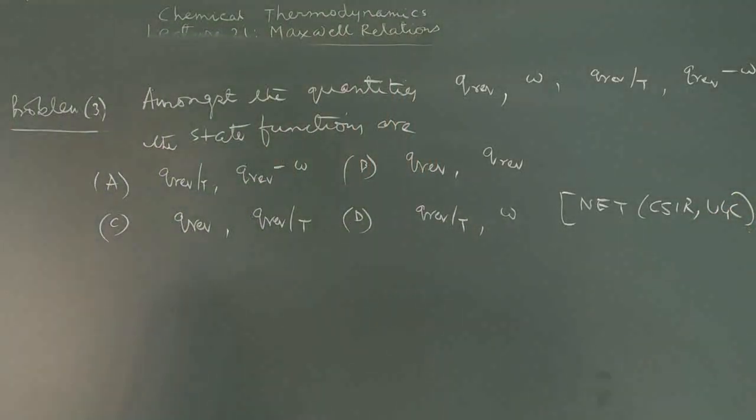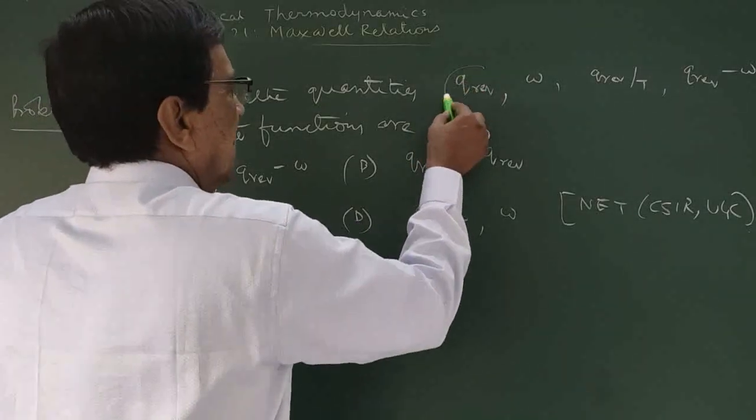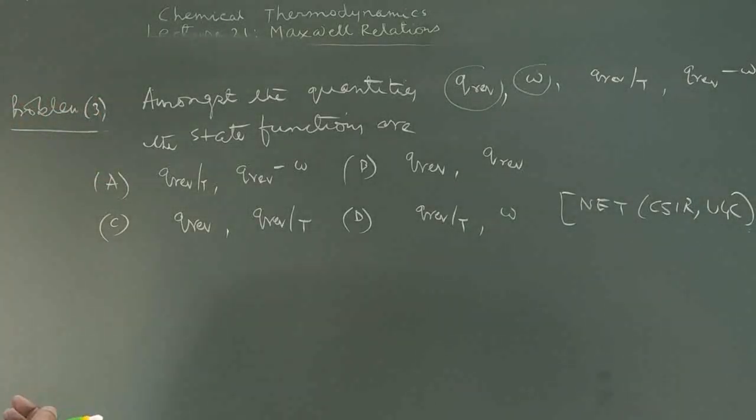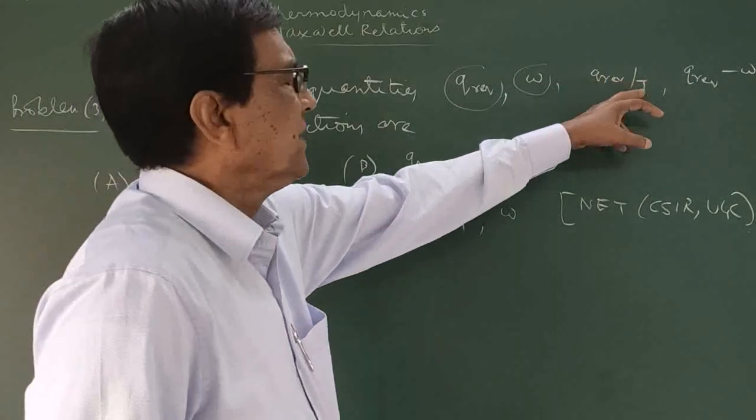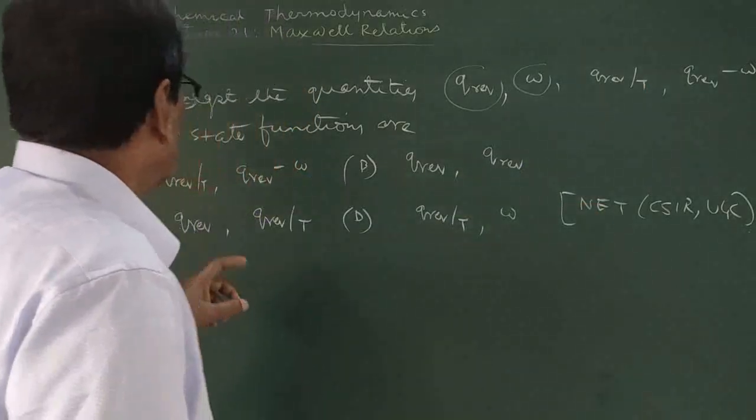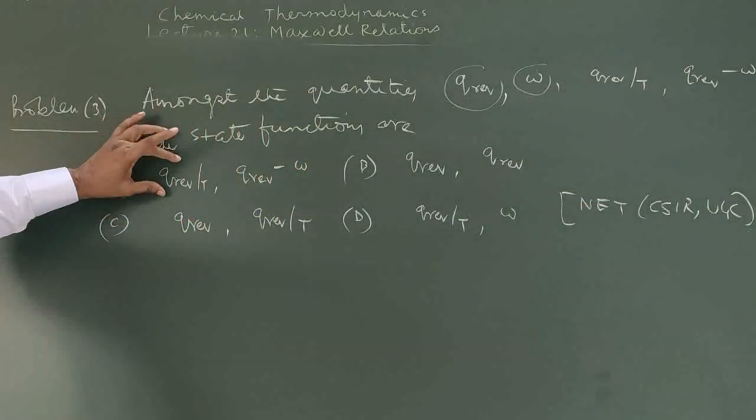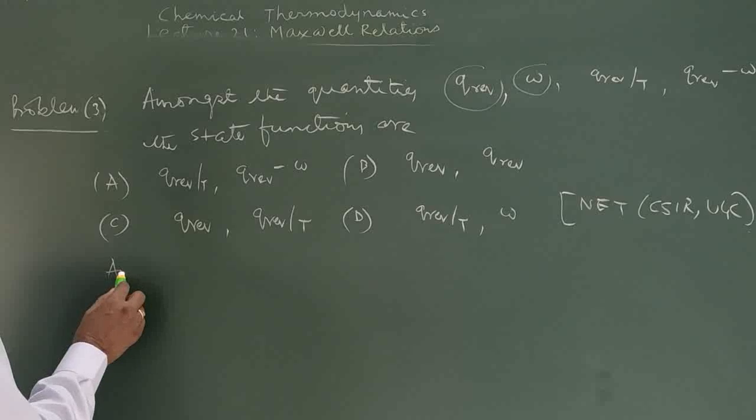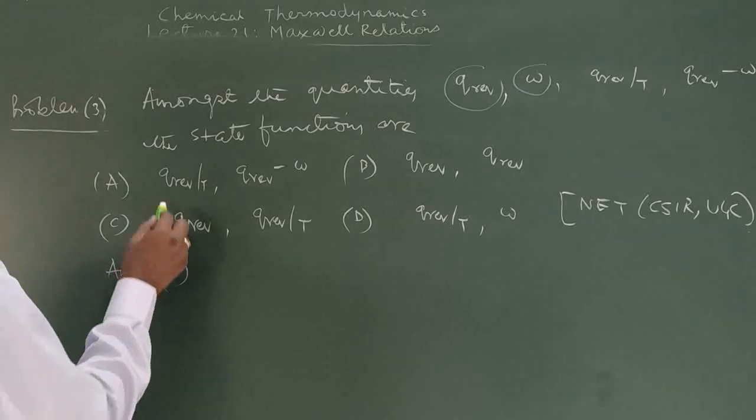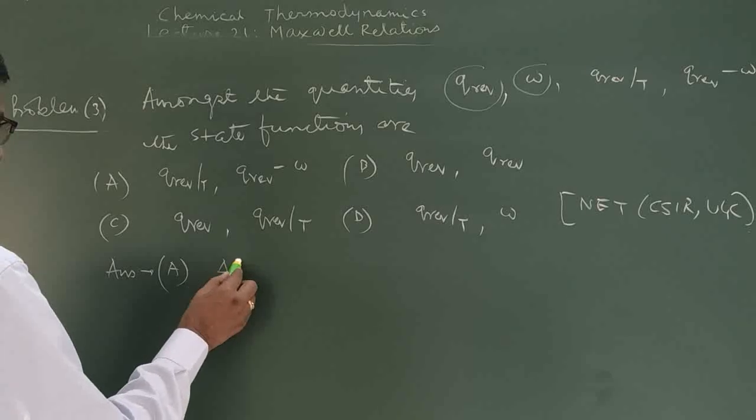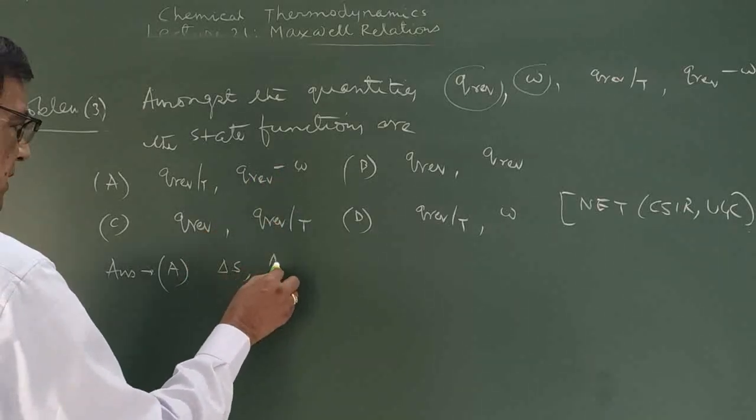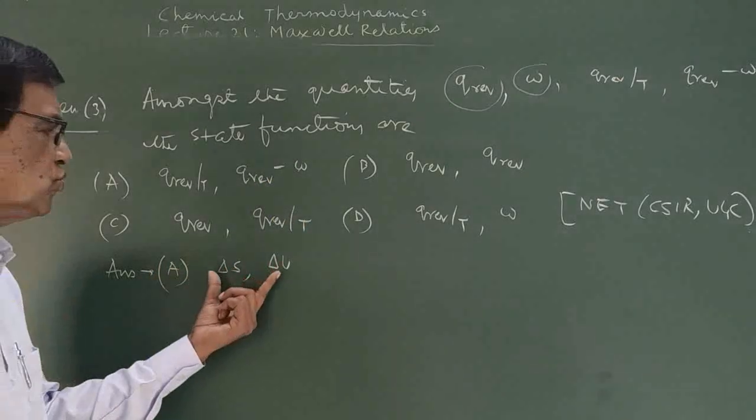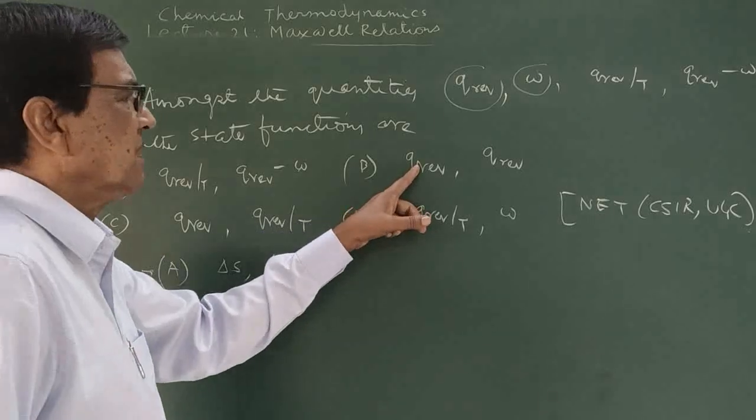So we know that Q reversible and W are not state functions. These are not state functions. So actually Q reversible by T equal to delta S, and so this one, delta S, is a state function. Correct answer is A. The first one is delta S and the second one is delta U. Q reversible minus W equal to change in internal energy. Both these two are state functions. This is not a state function, so this one is cancelled.